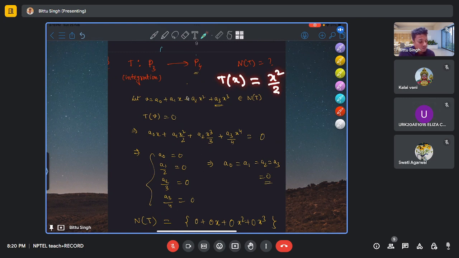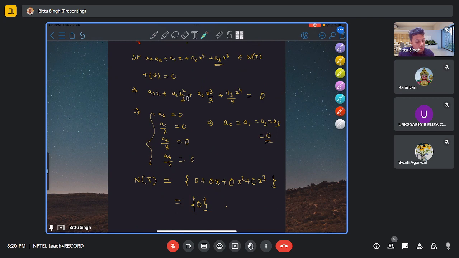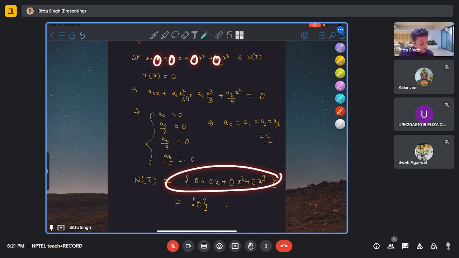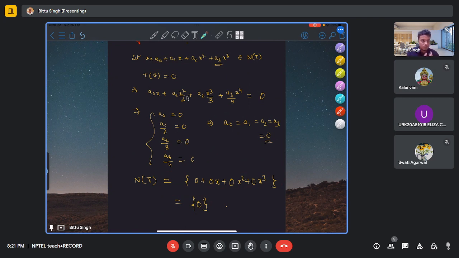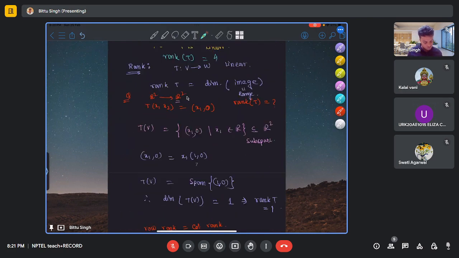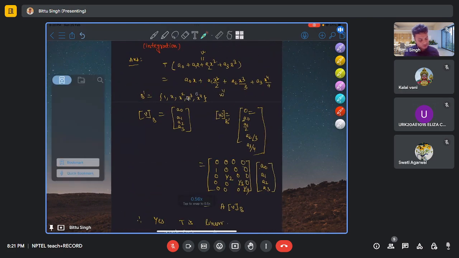So from this you can see that the null space only contains 0, because every vector in the null space forces a0, a1, a2, a3 to be 0. That is what I have written, and this implies the null space of T will be 0. Okay, sir. So this was the integration example.